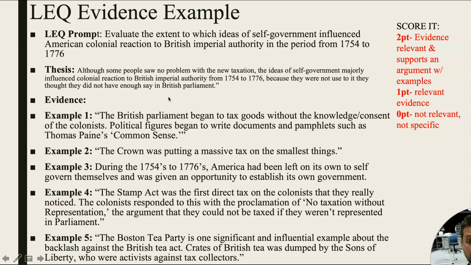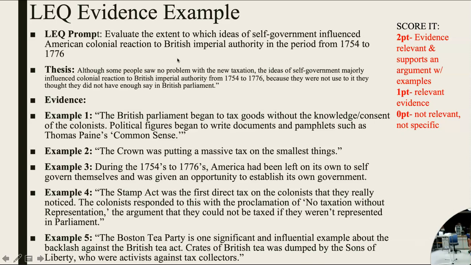Okay, let's look at this. Example number 1. The British Parliament began to tax goods without knowledge or consent of the colonists. Political figures begin to write documents and pamphlets, such as Thomas Paine's Common Sense. Does this evidence help answer the question: evaluate the extent to which ideas of self-government influenced American colonial reaction to British imperial authority in the period 1754-1776?